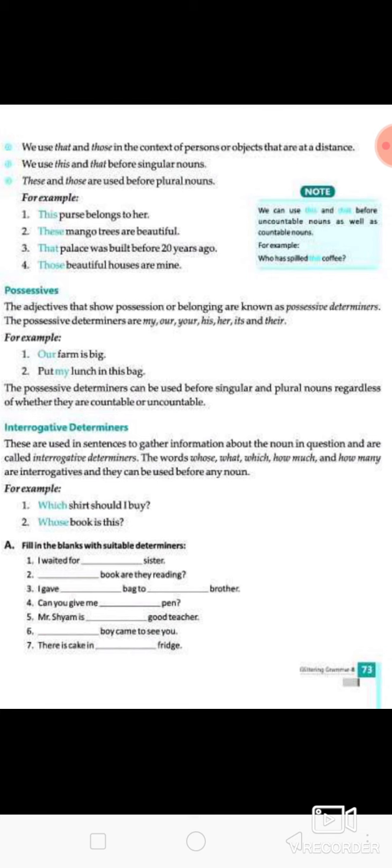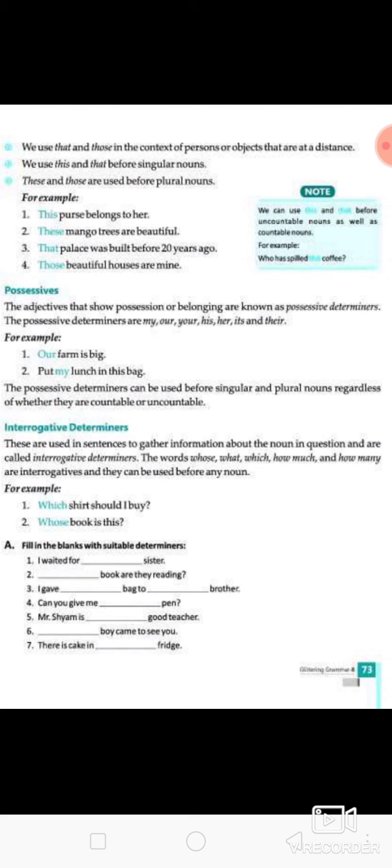Now we come to interrogative determiners. These are used in sentences to gather information about the noun in question. The words whose, what, which, how much, and how many are interrogative, and they can be used before any noun. Which shirt should I buy? Whose book is this? In such cases, you can see the location: which and whose are just before the noun. So we call them determiners.